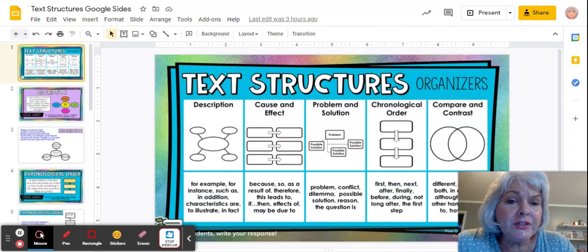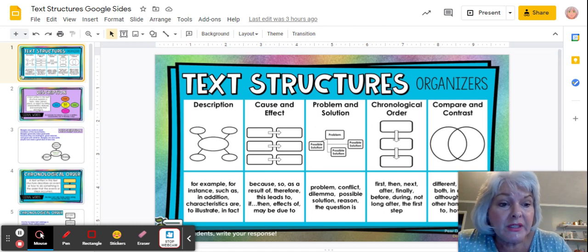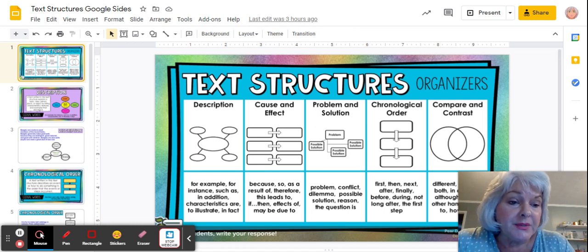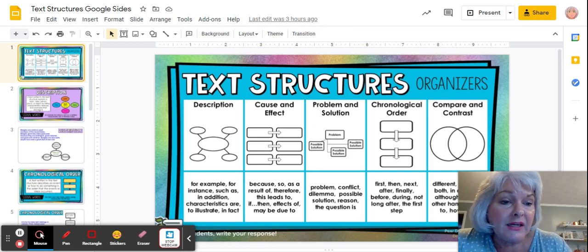Okay, today our learning target is using text structures to help us understand our historical text. So things that we're looking at, whether it's in Duxbury or the Smithsonian Institution, if there's a primary source or a secondary source, we want to determine the text structure that's going to help you understand the facts and the events that have happened in history.